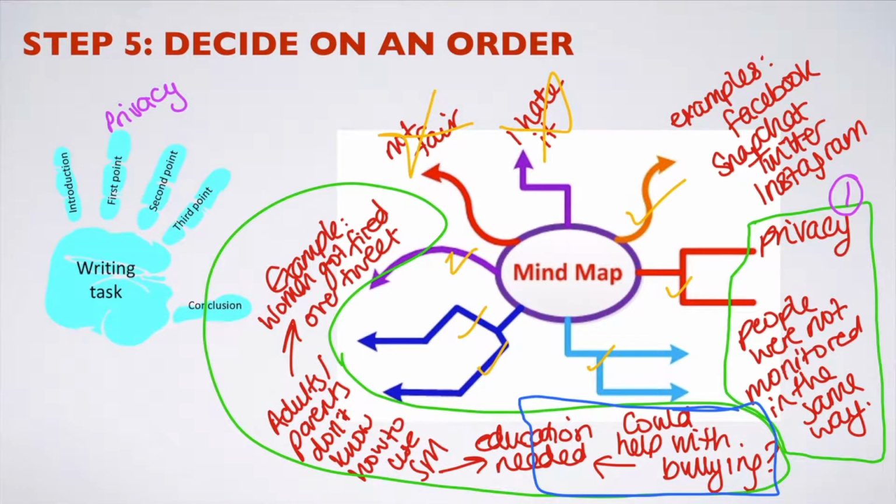Because then I can develop that with this idea of people not being monitored in the same way, which kind of leads me nicely on to the idea then of adults and parents, because if they weren't monitored in the same way, then they're not going to have the same idea of how to use these outlets. So then I've got this idea of adults not knowing what they're doing. So parents, lack of knowledge.